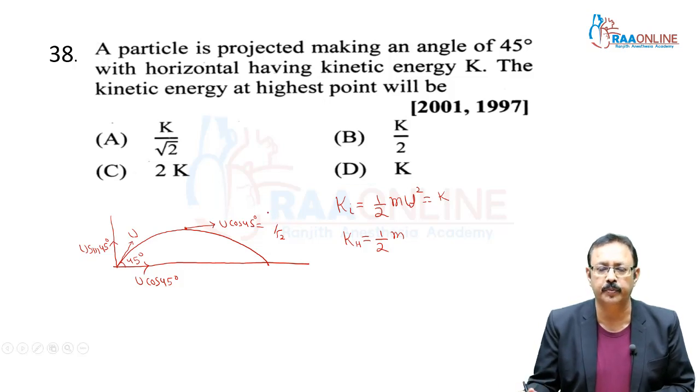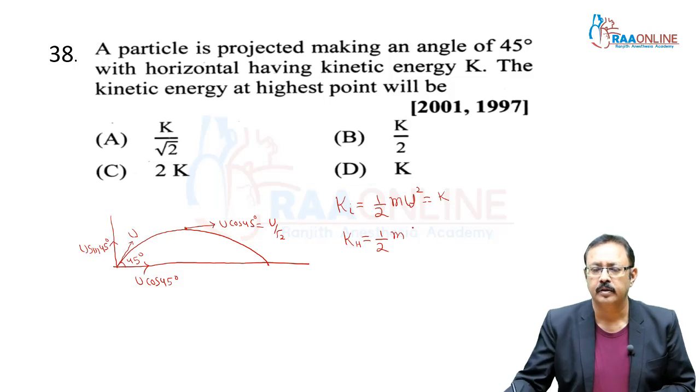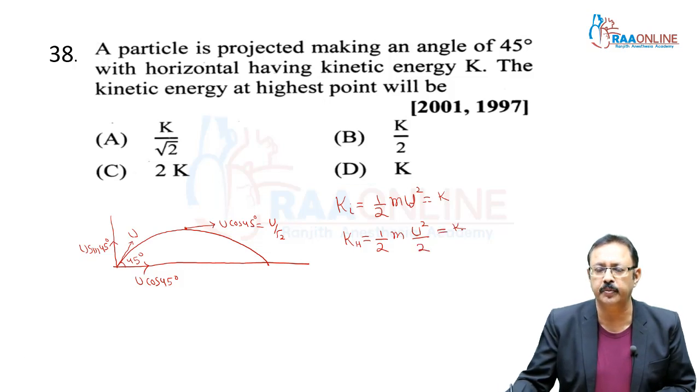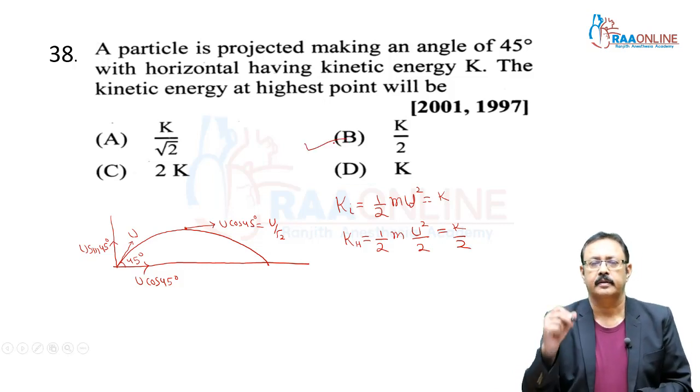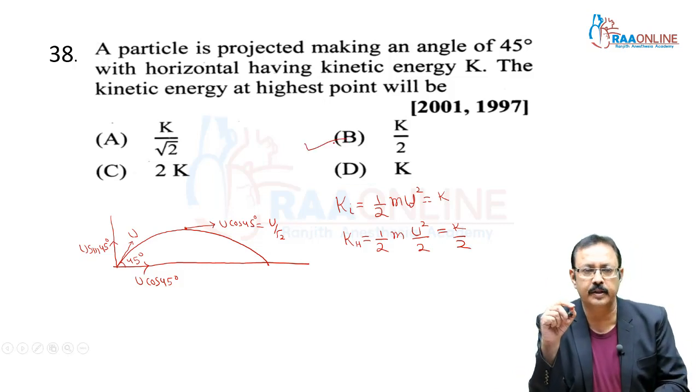u by root 2. So u square, root 2 square means 2. So what we are getting? K by 2. So we are going with option B. So in this way, B option was correct.